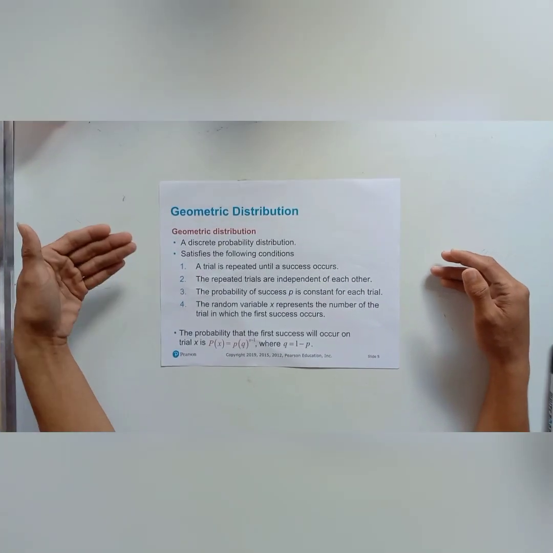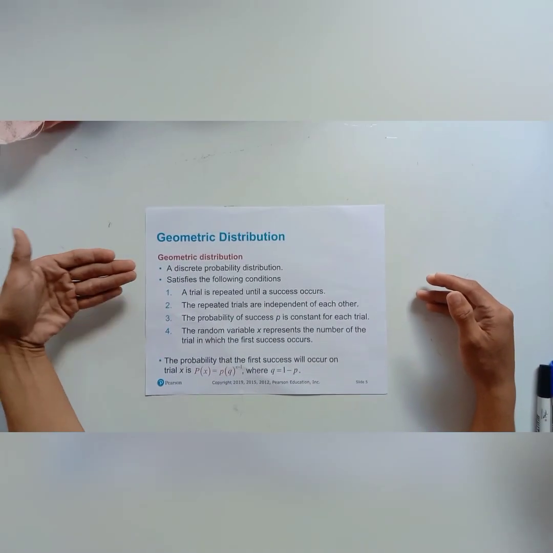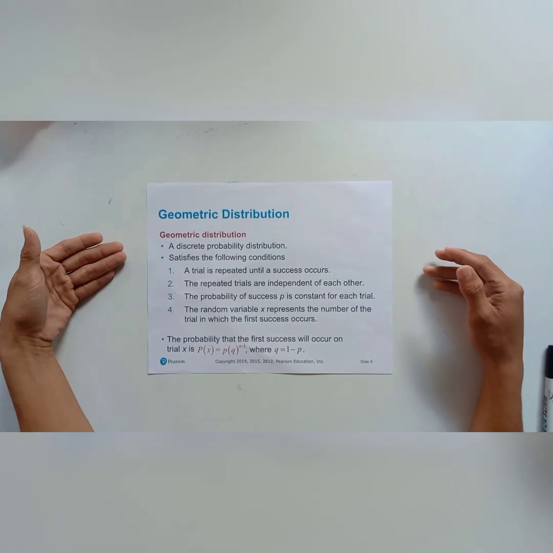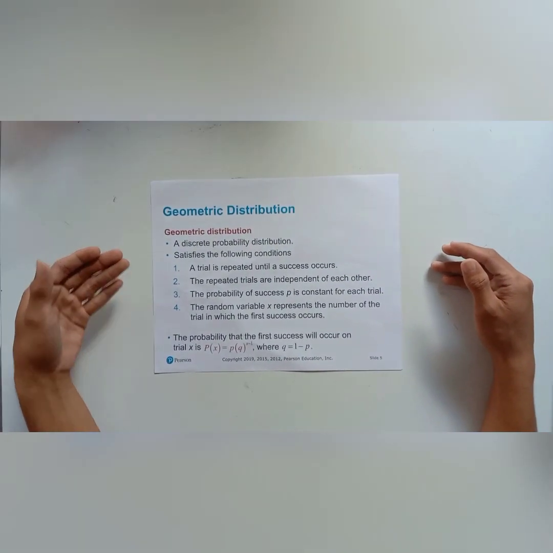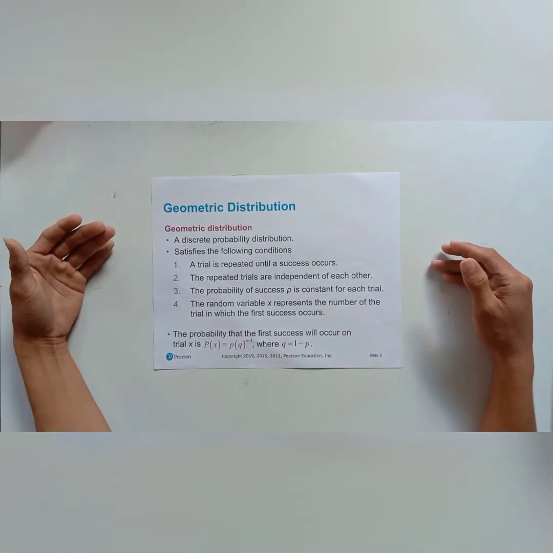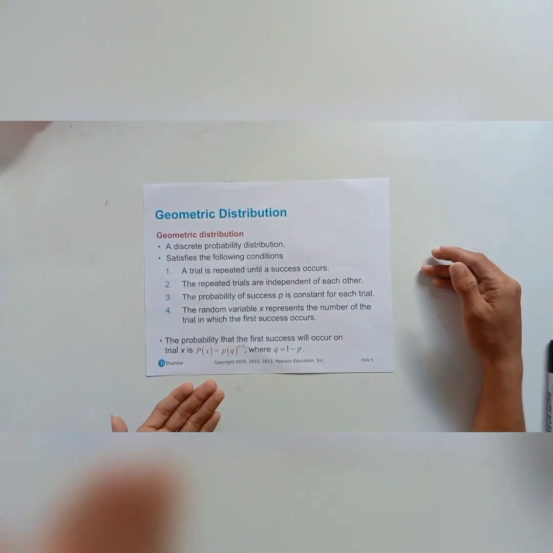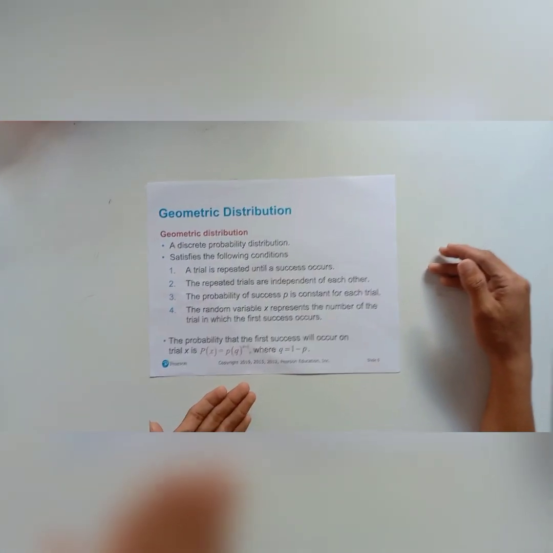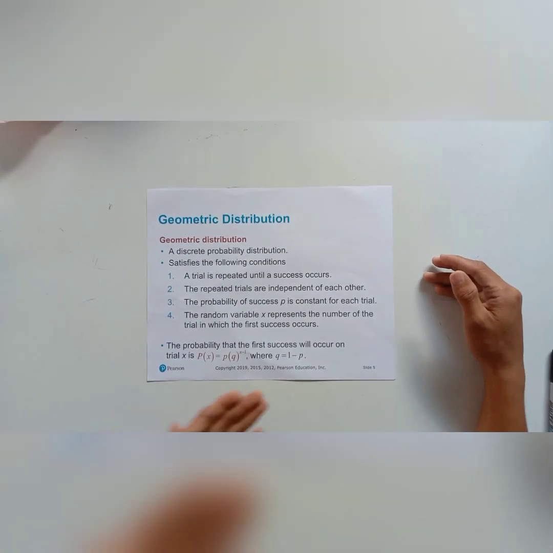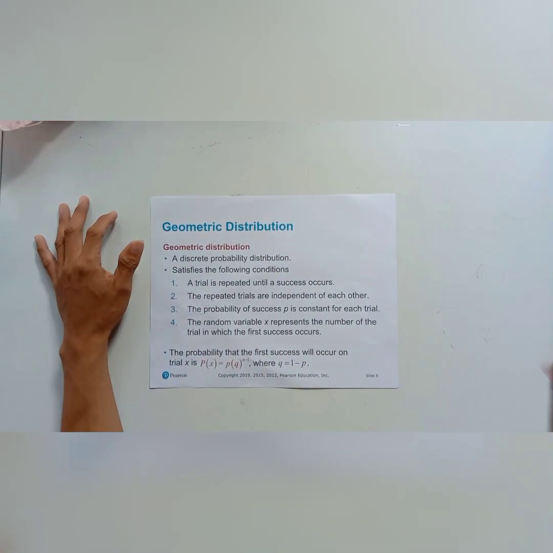And also, a geometric distribution is a discrete probability distribution. The probability that the first success will occur on trial x is P of x equals P times Q raised to the power of x minus 1, where Q is equal to 1 minus P.